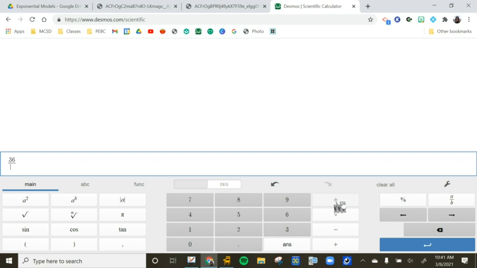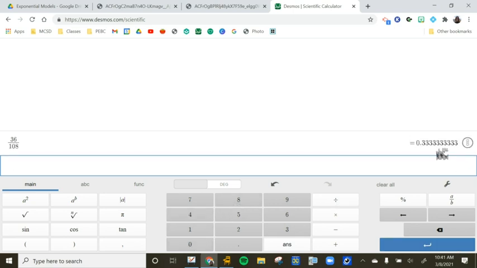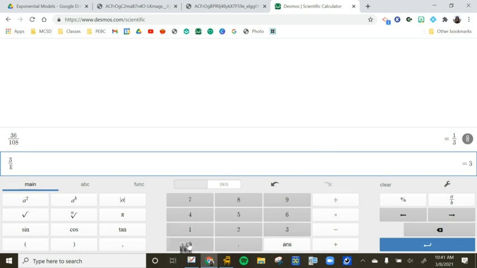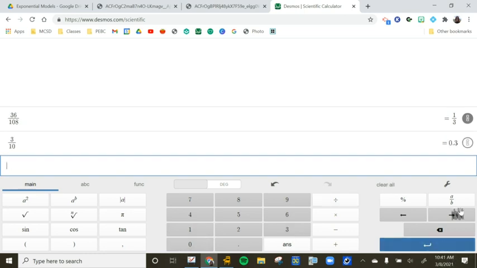36 divided by 108 gives us 0.33333 repeating. But if I click on that, it gives me the fraction. It's 1 over 3. But 3 over 10 comes out to be the same thing, I think. It's just 0.3. So it doesn't keep going on and on. Okay, so our common ratio is going to be this fraction here. It's going to be 1 over 3.